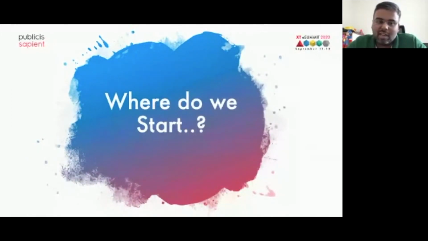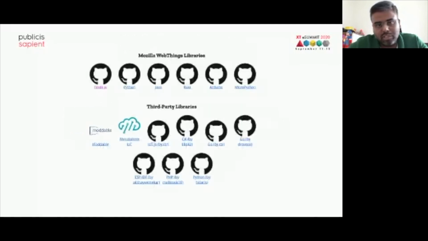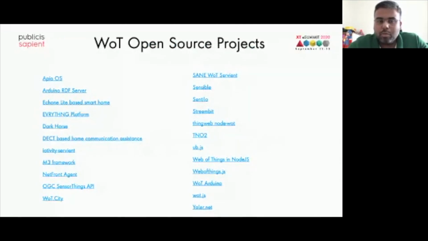Where do we start as a developer? W3C and Mozilla are the largest open source contributors for the WoT. The Web of Things can be programmed using Node.js, Python, Java, Rust, and MicroPython, and there are many third-party libraries. There are a few open source projects, including node-wot and WebOfThing.js, which help you directly connect with your Raspberry Pi or your Arduino, and you can do a lot of things using simple JavaScript and Node.js.